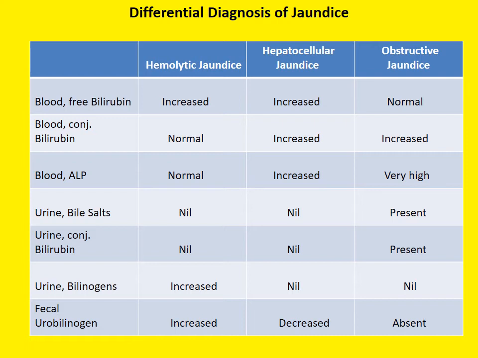Next, urine urobilinogen: in hemolytic jaundice it is increased, in hepatocellular jaundice nil, in obstructive jaundice nil. Next, fecal urobilinogen: in hemolytic jaundice increased, in hepatocellular jaundice decreased, in obstructive jaundice absent. So these are some salient features of different types of jaundice. Okay, next.